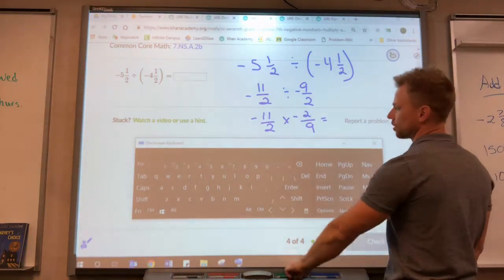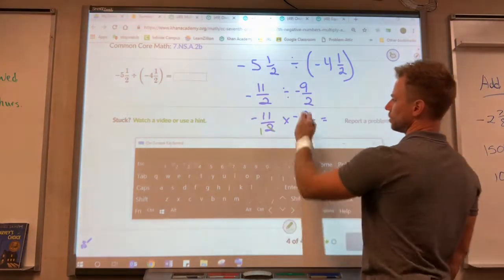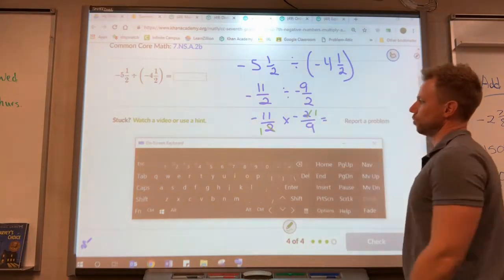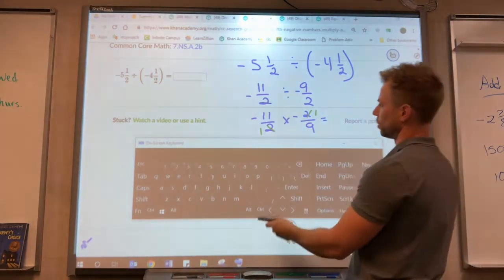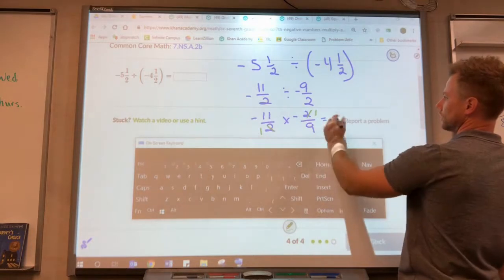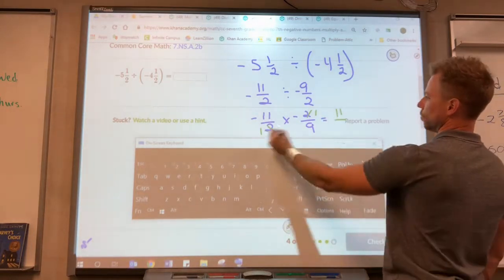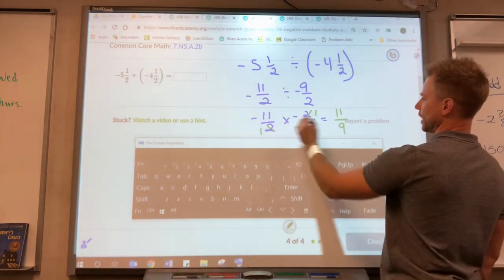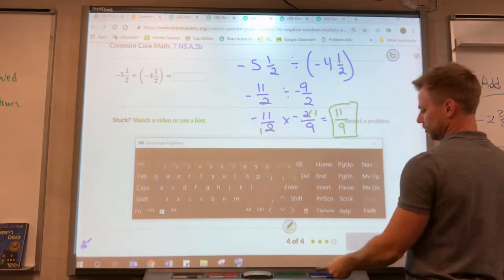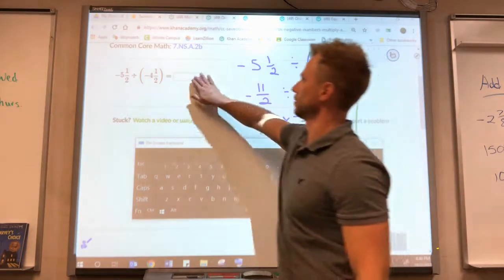We can do some cross canceling here. 2 goes into 2 once, 2 goes into 2 once. That's going to make our multiplication easier. 11 times 1 is 11. 1 times 9 is 9. 2 negatives make a positive. So we just get 11 ninths.